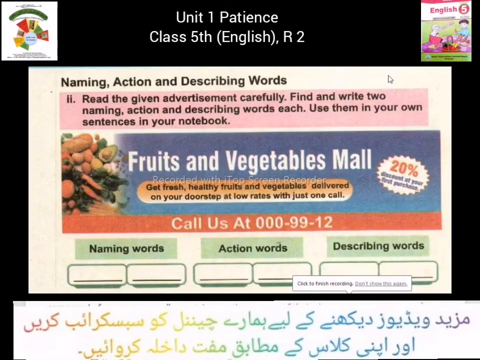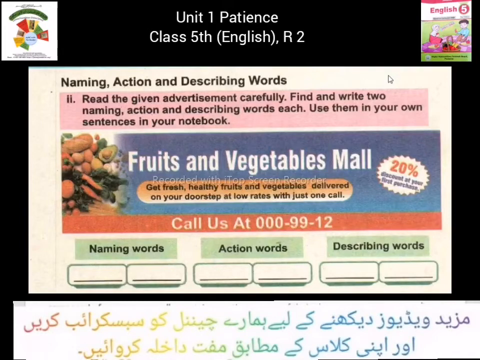Okay, next is naming, action and describing words. Read the given advertisement carefully, find and write 2 naming, action and describing words each. Use them in your sentences in your notebook. Okay, so the naming words are those words that give a proper name of something. So in this advertisement, the naming words are fruits and vegetables.